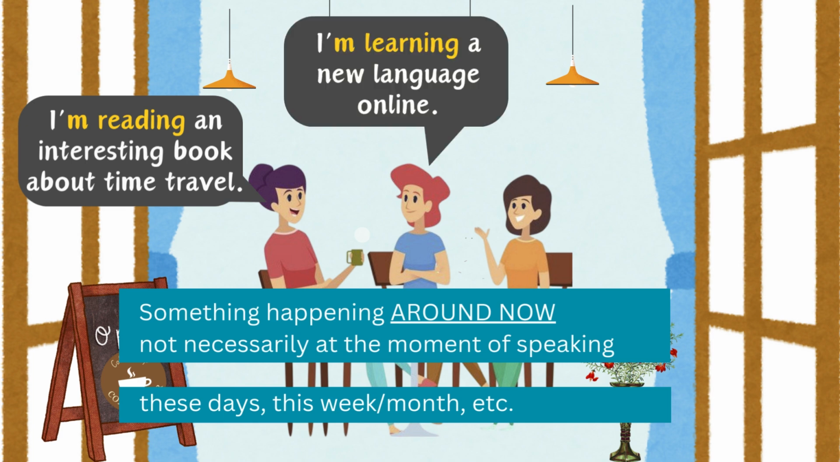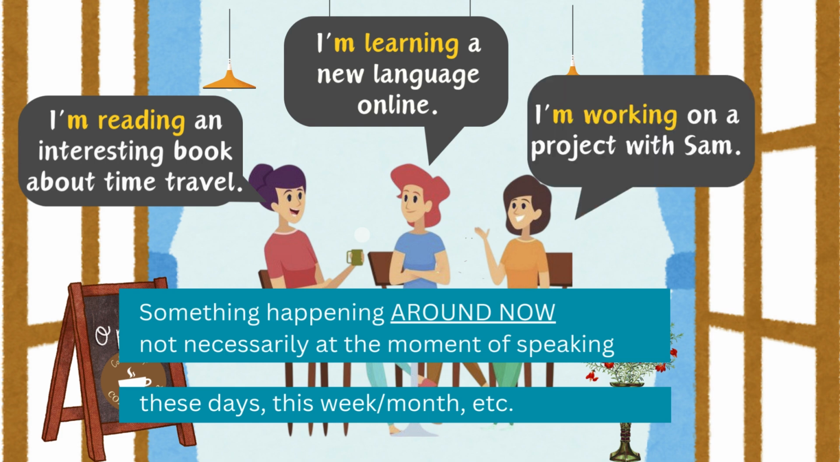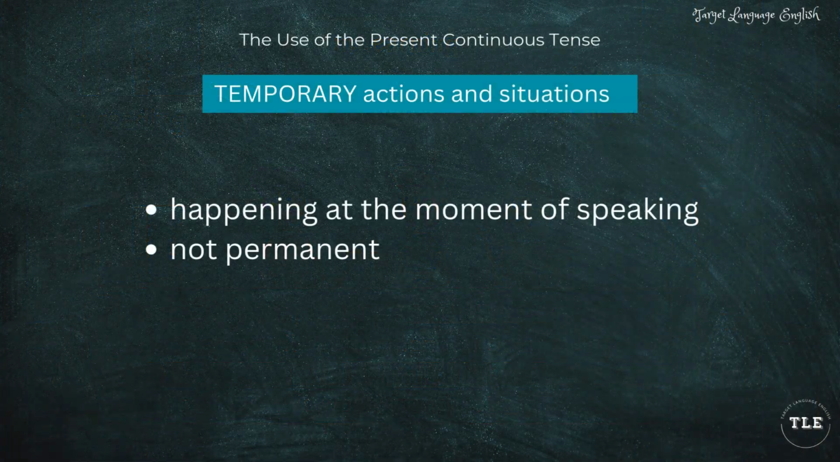Another girl says, I'm learning a new language online. I'm learning is the present continuous. She isn't learning a new language at the moment. It's something she's doing in her life over a period of time. The third friend says, I'm working on a project with Sam. I'm working is the present continuous tense. She isn't working on the project right now, but she's in the process of doing it. It's happening around now.